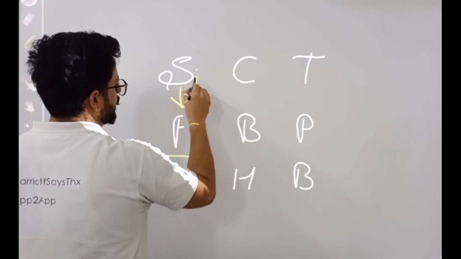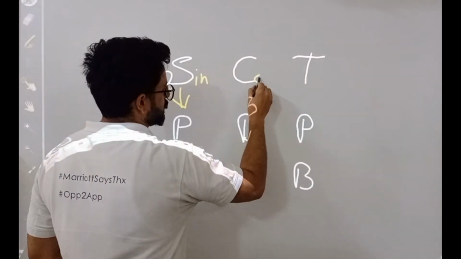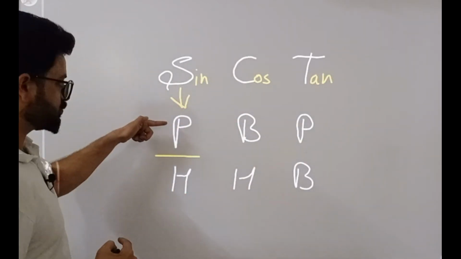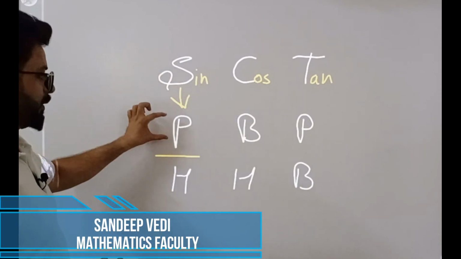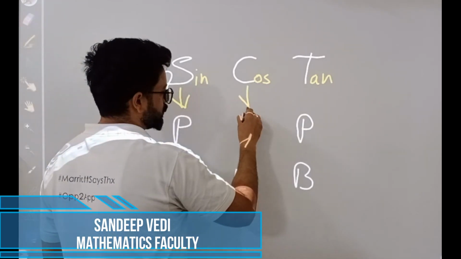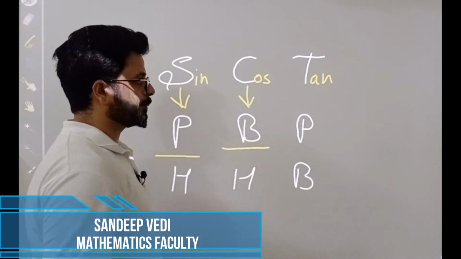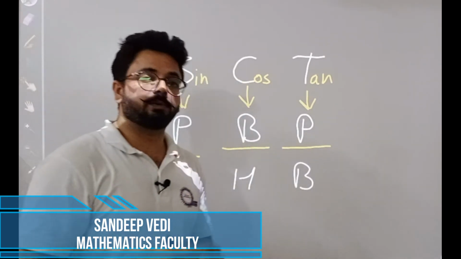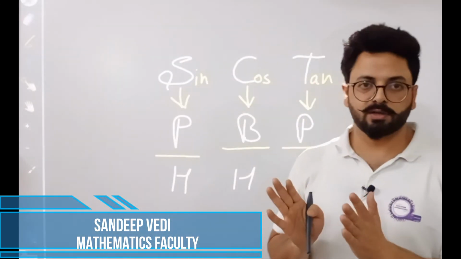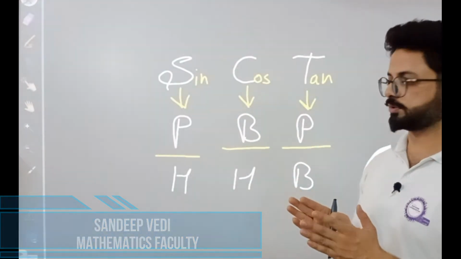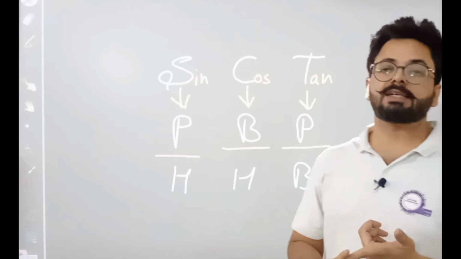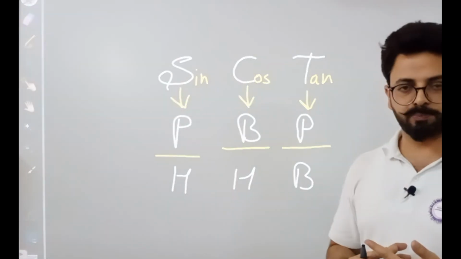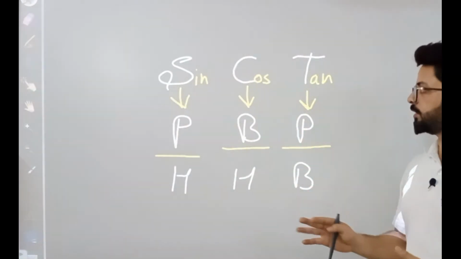S means sine, C means cos, T means tan. P means perpendicular, H means hypo. Sine is equal to perpendicular upon hypo. Cos is equal to base upon hypo, and tan is equal to perpendicular upon base. Remember it in such a way that you can easily use these. We can't change their sequence, like sine will not be equal to H upon P. So as it is, we have to learn.